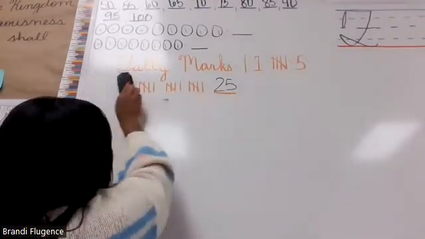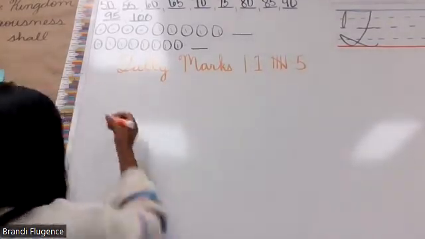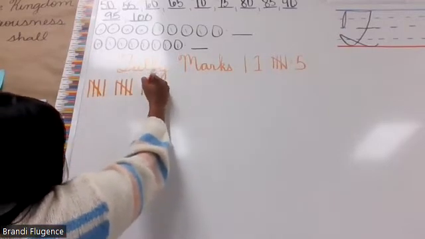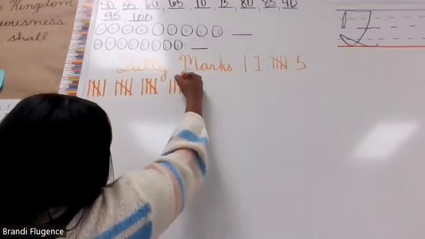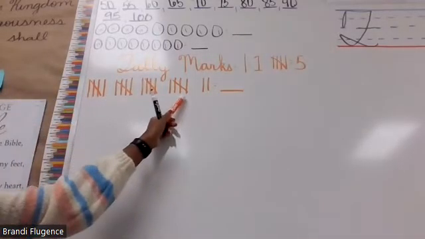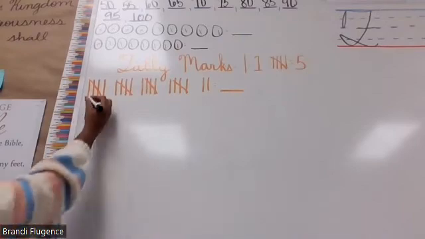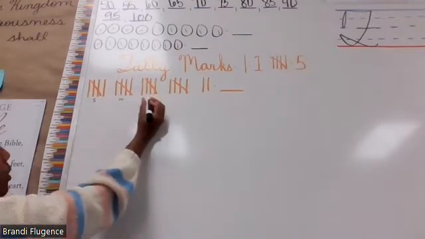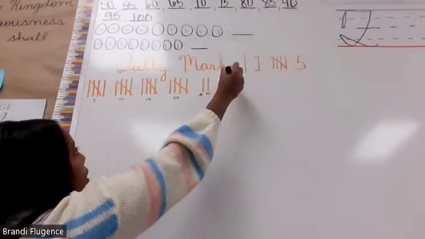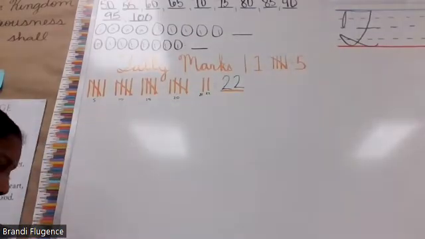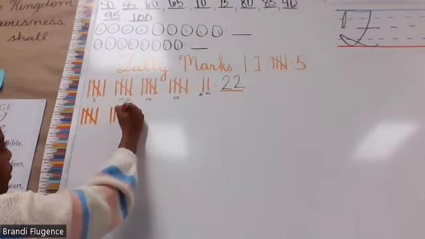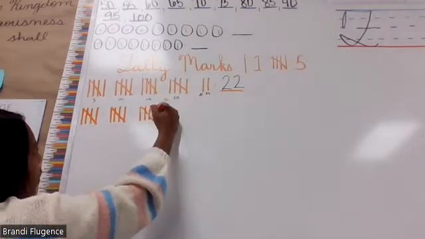Okay, let me put some other ones up. This is fun. Okay, let's look at this one. So we see we have 4 sets of 5 and 2 singles. Let's count it together. So 5, 10, 15, 20, 21, 22. 22. Okay, let me do another one.